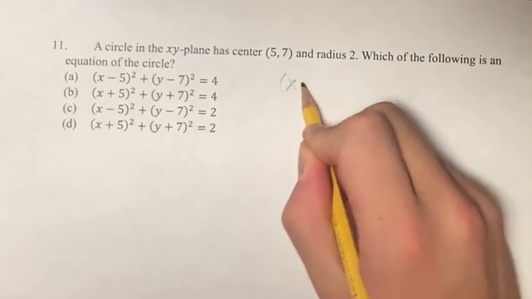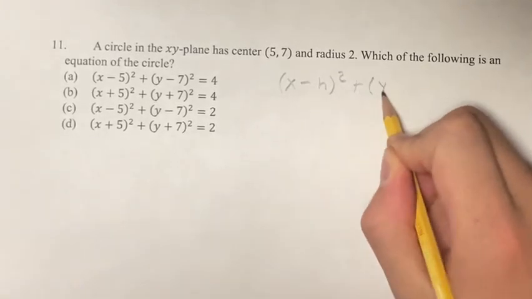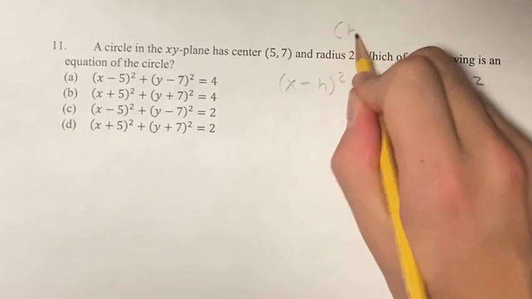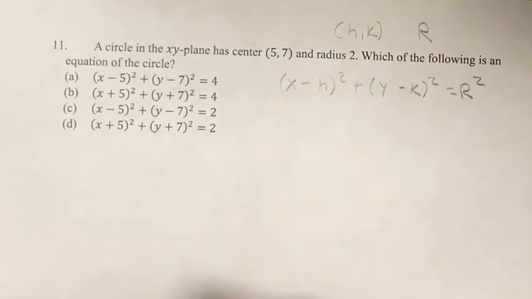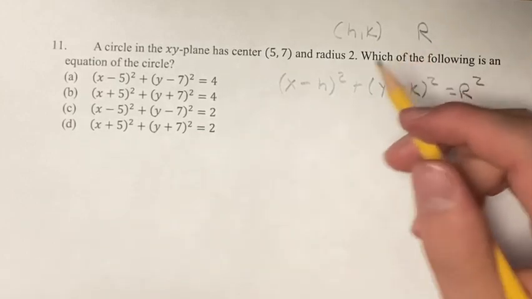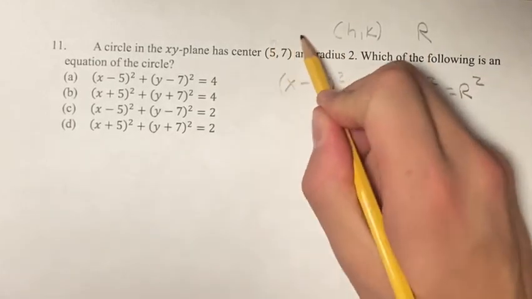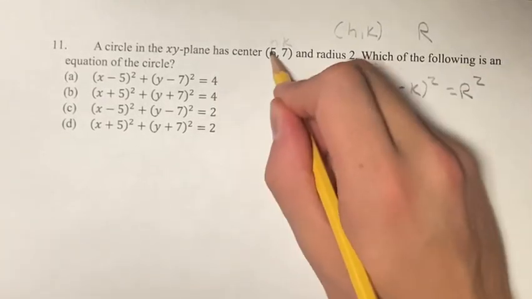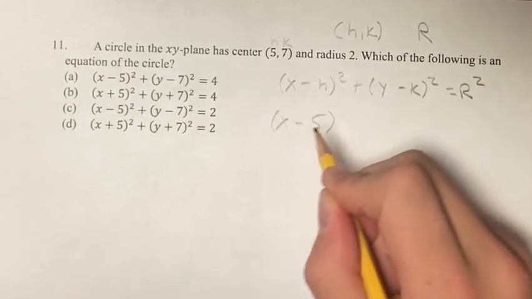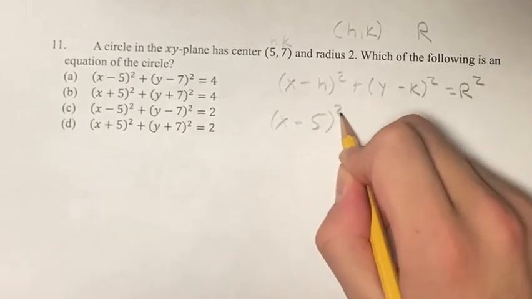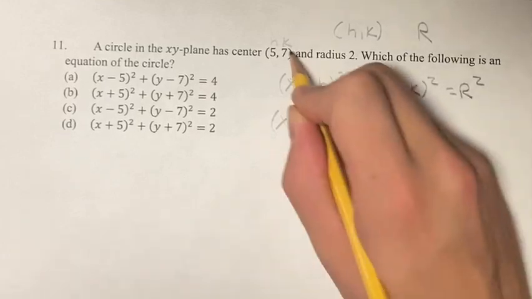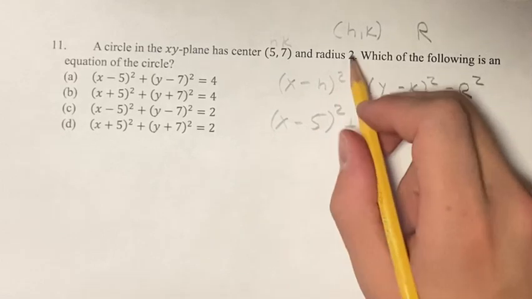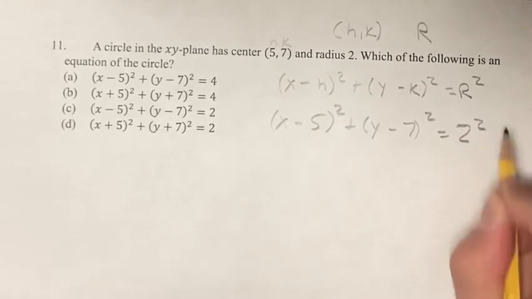And that is, we have (x minus h) squared plus (y minus k) squared is equal to r squared, where (h, k) is the center of the circle and r is the radius. So in this case, the center is (5, 7), so h is 5 and k is 7. So on this side of the equation, we have x minus h, where h is 5, the x coordinate of the center, squared, plus y minus k, where k is 7, the y coordinate of the center, squared. And this is equal to r squared. R is the radius, which we're told is 2, so we have 2 squared.